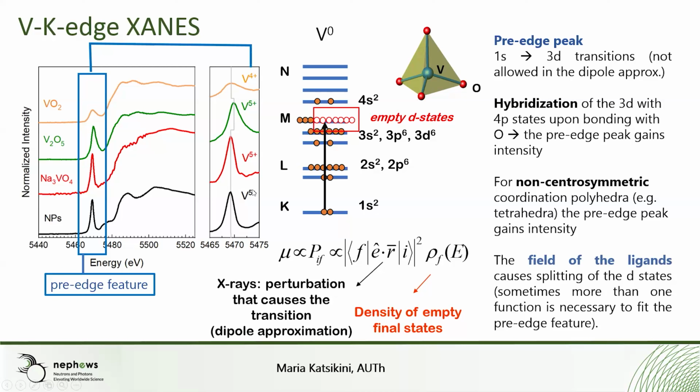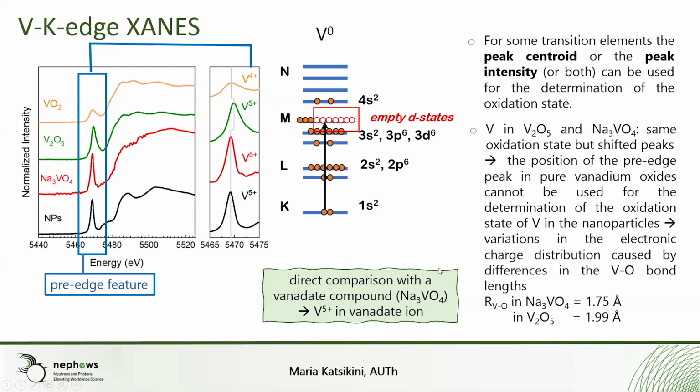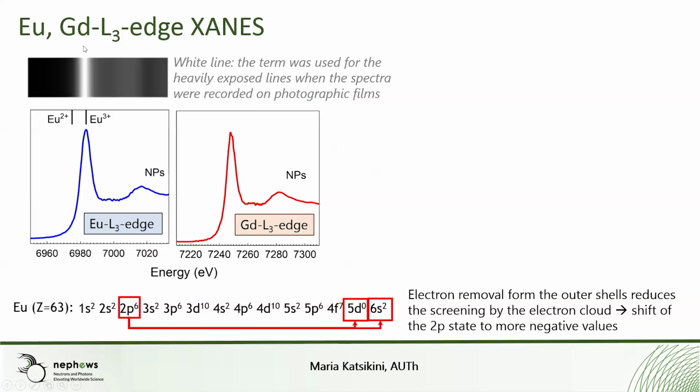So we observe that from the position of the pre-edge peak and the intensity, we can deduce that vanadium remains in vanadate and the oxidation state is 5+. Now we proceed with the europium and gadolinium L3 edge XANES spectra.